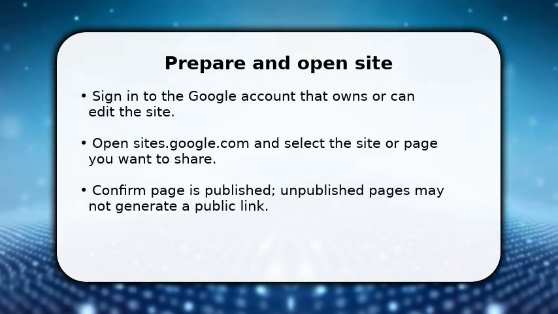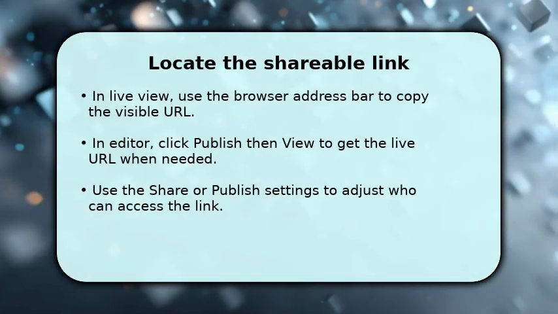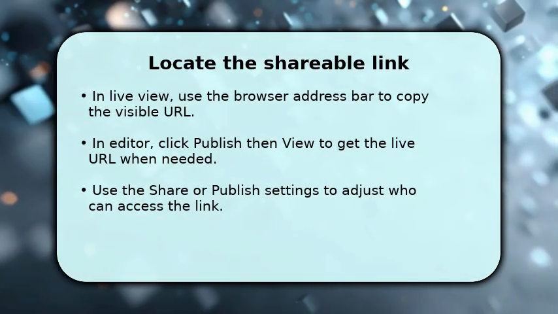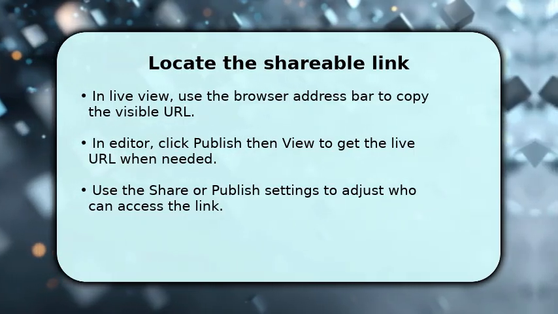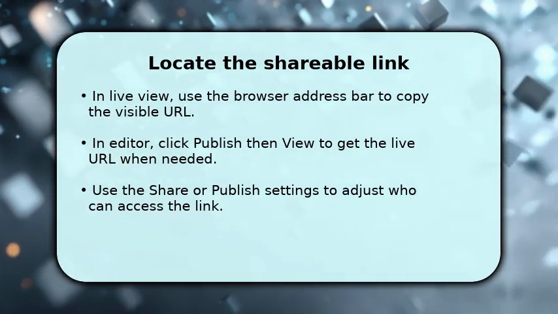If you're viewing the live site, the browser address bar holds the canonical link, select and copy it. If you're inside the editor, click Publish and then View. The resulting address is the public URL you want.